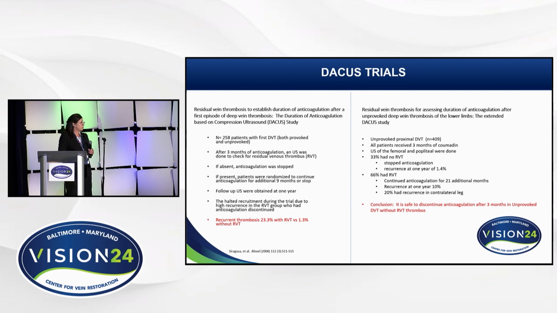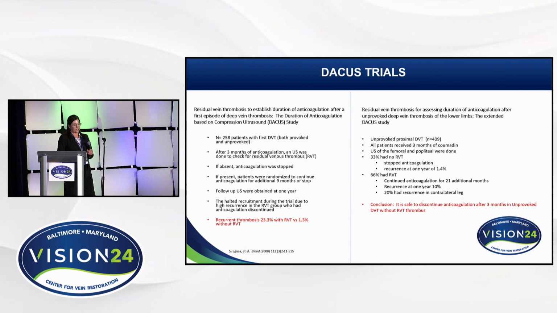If there was residual vein thrombus, the patients on anticoagulation were randomized to either continue for an additional 9 months, so they would be treated for a year, versus no anticoagulation. And they actually had to halt the study because the recurrence rate was so high in the patients that discontinued the anticoagulation. So that would kind of push you to maybe lobby that longer anticoagulation really should be considered in the patients that have residual thrombus.